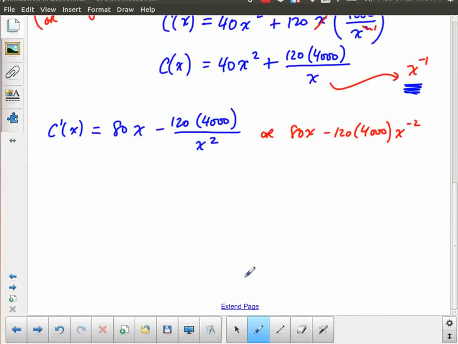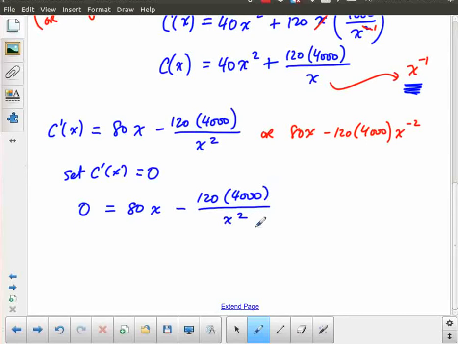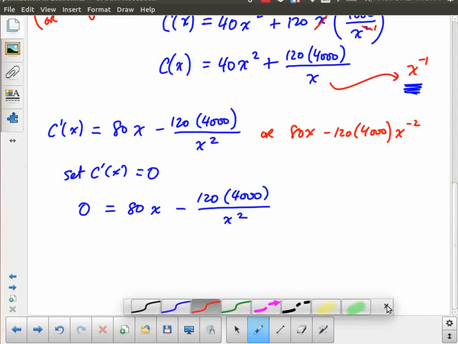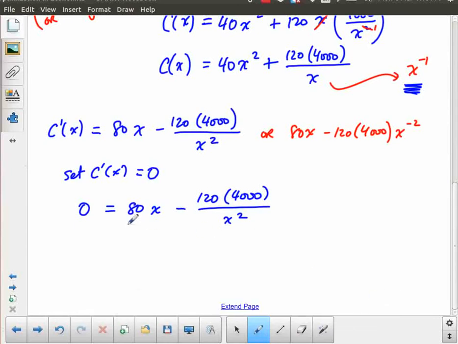So now that we've got that, we are looking for local extrema. So we are going to set C prime of x equal to 0. And so we get 0 equals 80x minus 120 times 4,000 over x squared. At this point, there's actually very little need for me to expand out this 120 times 4,000. It actually turns out to be more useful for me to leave it, I think, the way it is. But there is some simplification I can do here. What I'm going to do is actually divide everything by 40. When I divide 0 by 40, that just gives me 0.